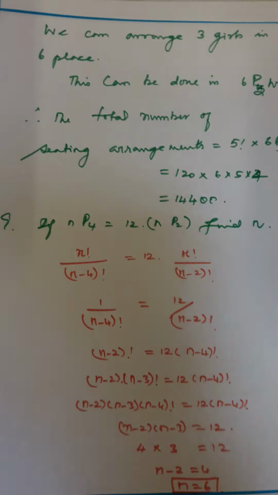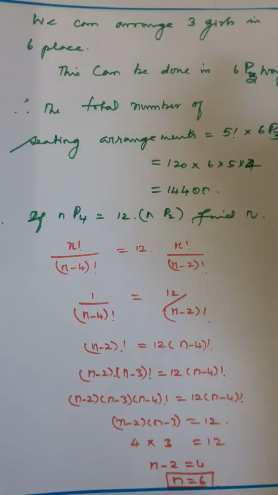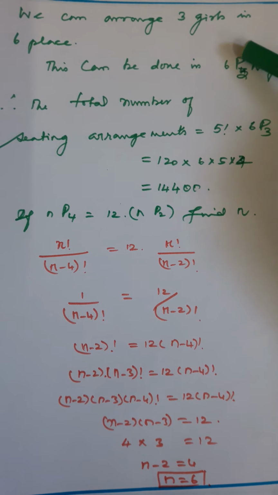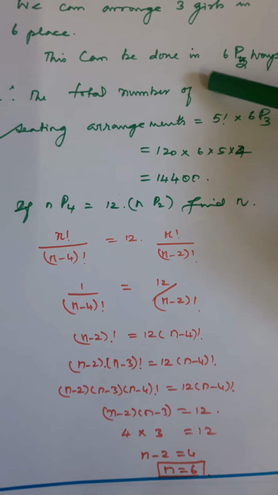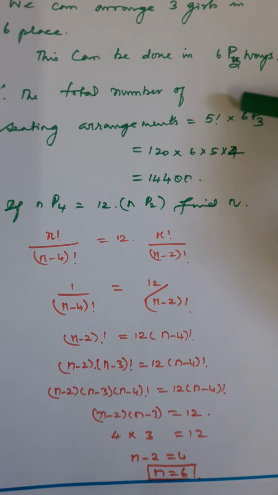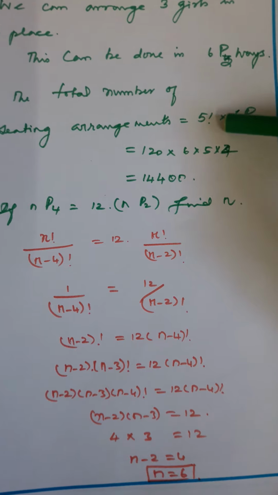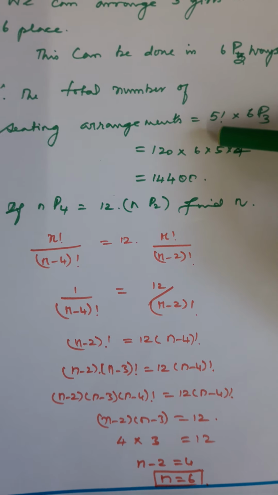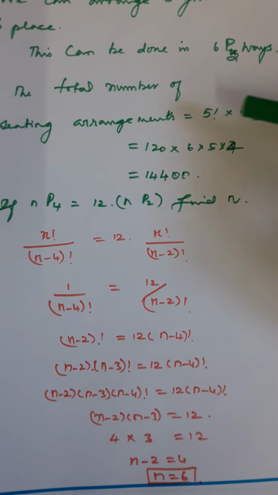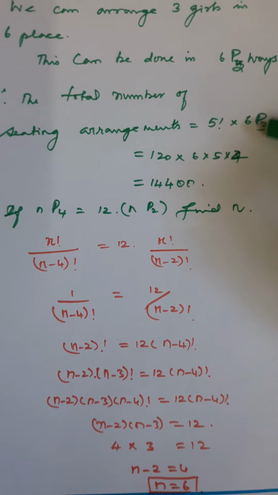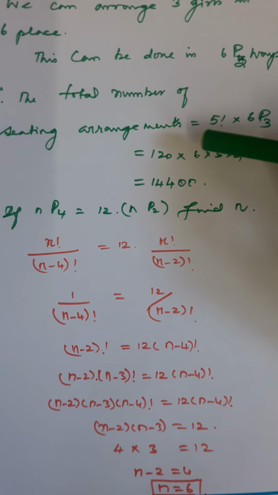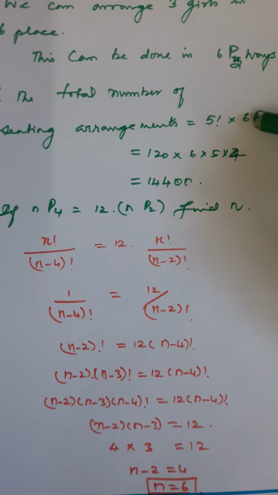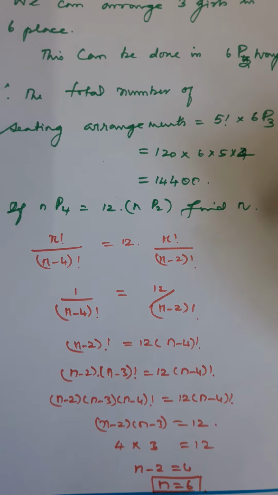Okay. So we can arrange 3 girls in 6 places, right? So this can be done in 6P3 ways. You have 6P3 ways. Therefore the total number of seating arrangements is 5 factorial into 6P3. Your 6P3 is nothing but 6 into 5 into 4. So how we can write: only 3 numbers. If it is 3, you write 3 numbers from 6. If it is 2, it is 6 into 5. If it is 4, 6, 5, 4, 3, like that, right?